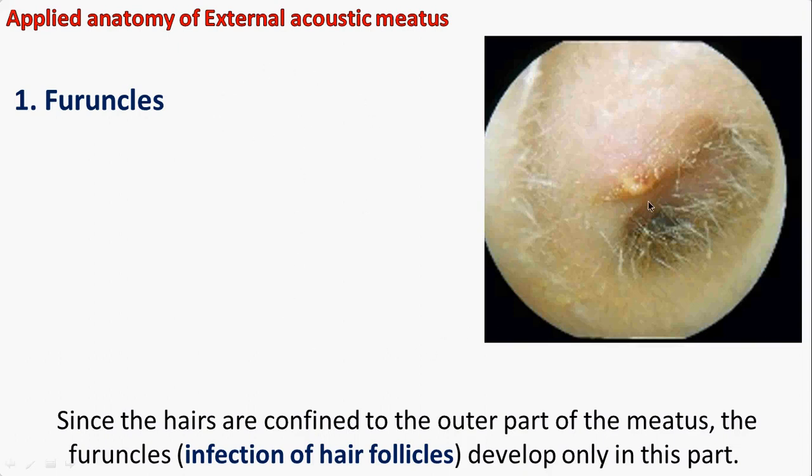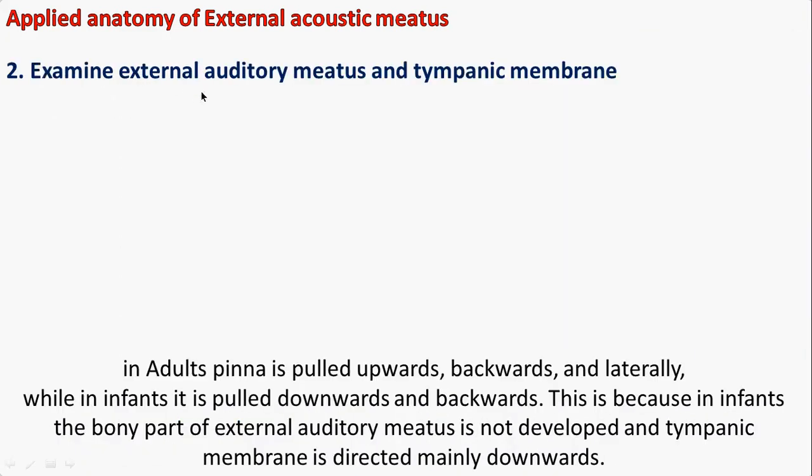What about the applied anatomy? Here these are the hair follicles. Infection of the hair follicle is called a furuncle, and they are confined to the outer part of the meatus. The furuncle, infection of the hair follicle, develops only in this part.